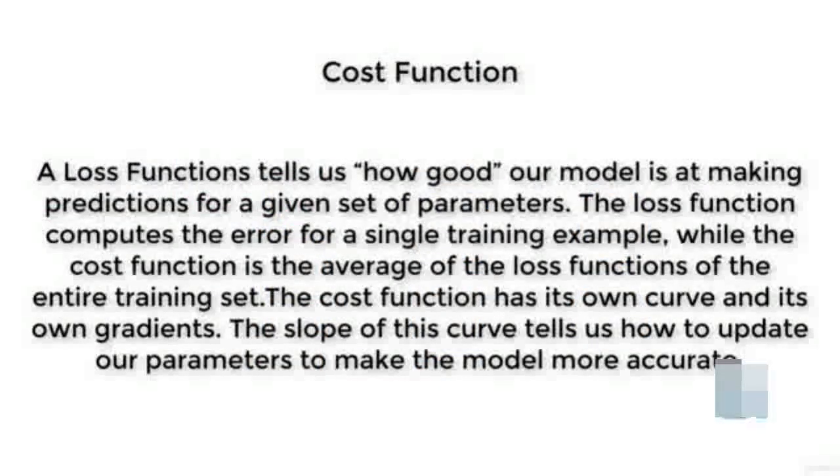Let's discuss the cost function. A loss function tells us how good our model is at making predictions for a given set of parameters. The loss function computes the error for a single training example, while the cost function is the average of the loss functions of the entire training set. The cost function has its own curve and its own gradients. The slope of this curve tells us how to update our parameters to make the model more accurate.